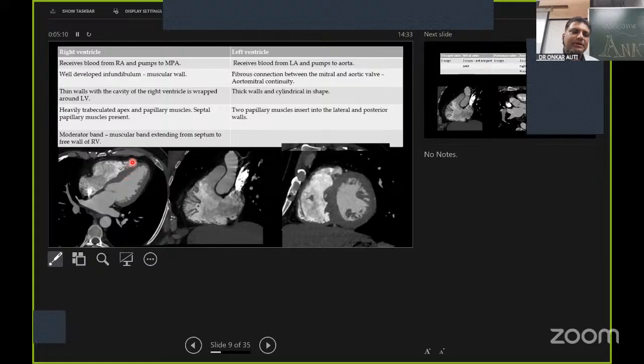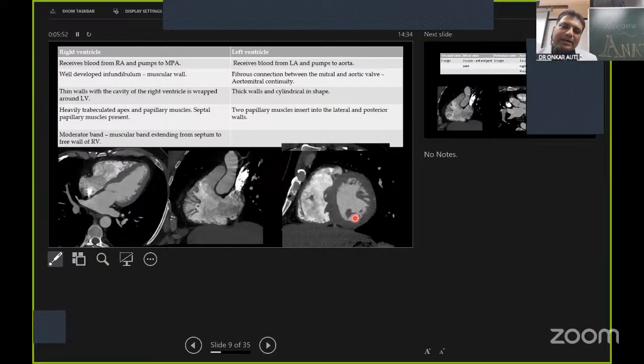Can you see the structure over here? That's a moderator band, and it is the characteristic of the right ventricle. If you are seeing a moderator band in any of the cardiac chambers, that's a right ventricular cavity. Okay. And this is the short axis view of your ventricles. This is LV, this is RV. On the LV side, you are seeing that the septum is smooth. Okay. And now you can see the septum over here. It's not very smooth. There are multiple trabeculations over here. So the interventricular septum on the LV side is smoother, and on the RV side, it has multiple trabeculae.